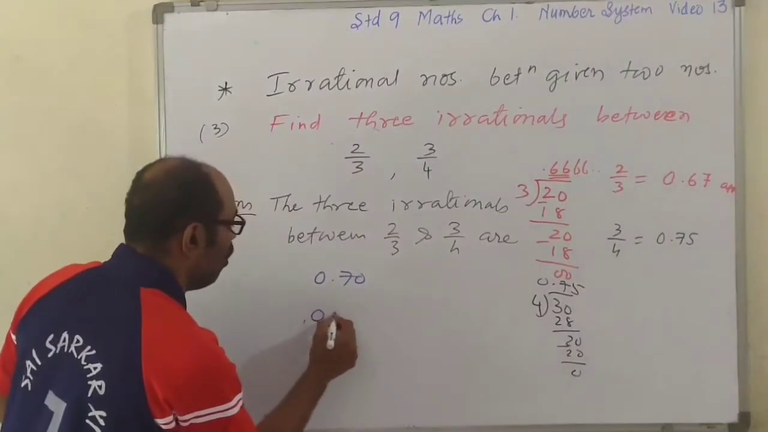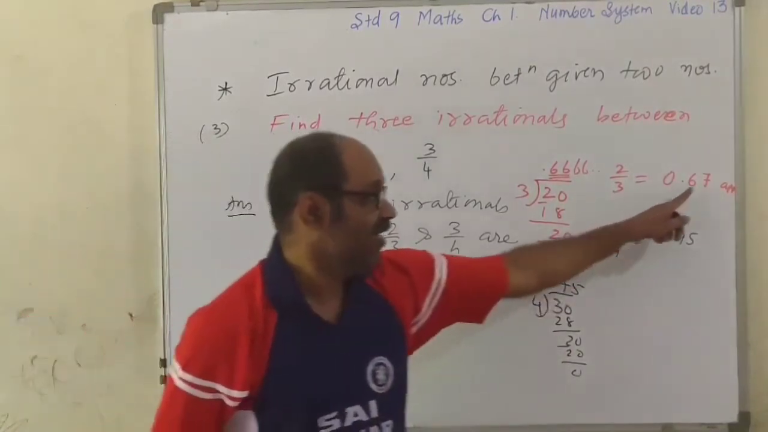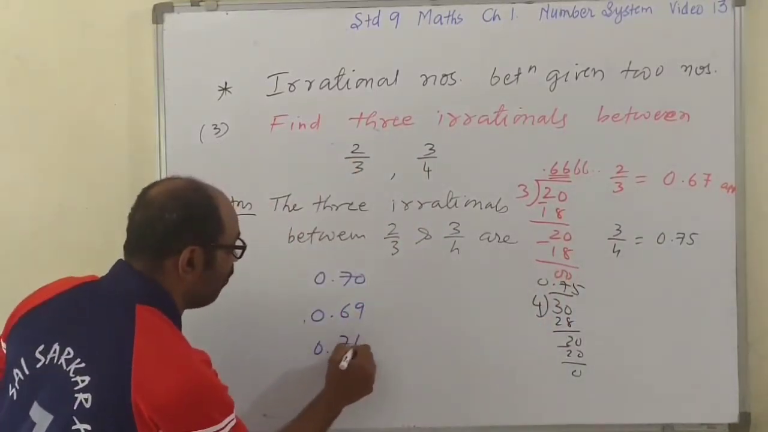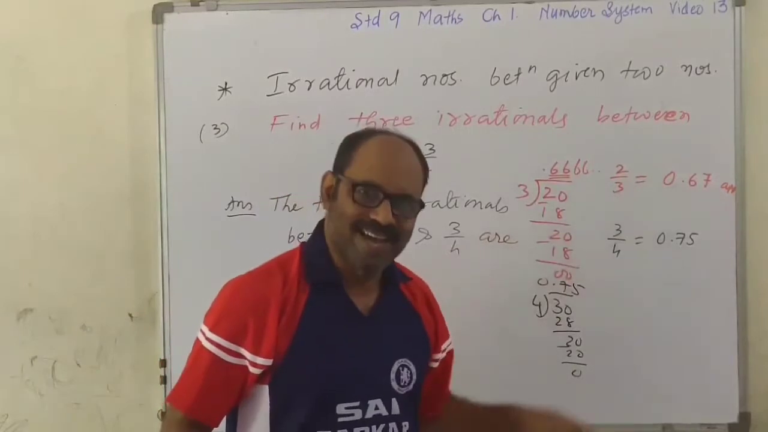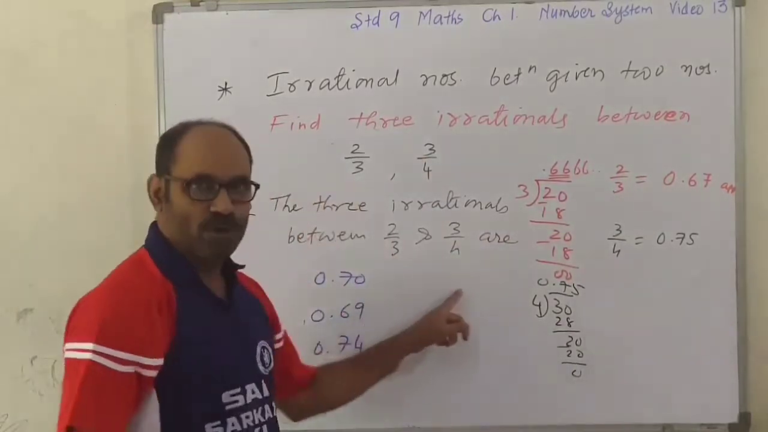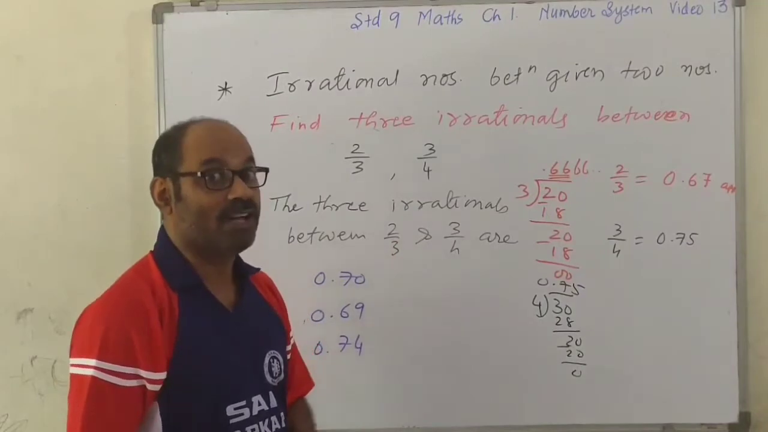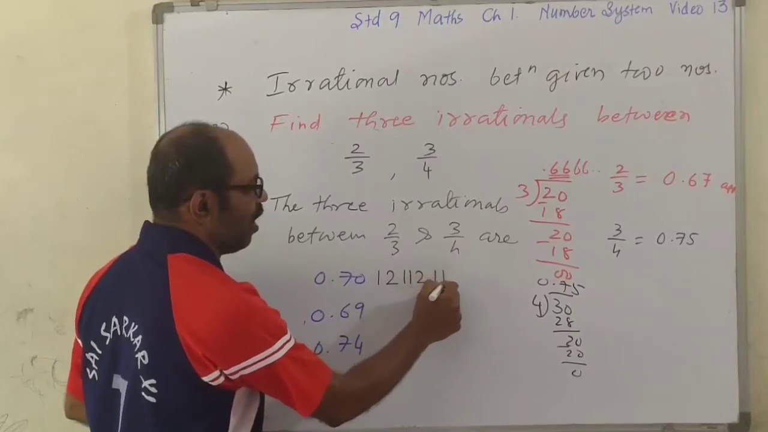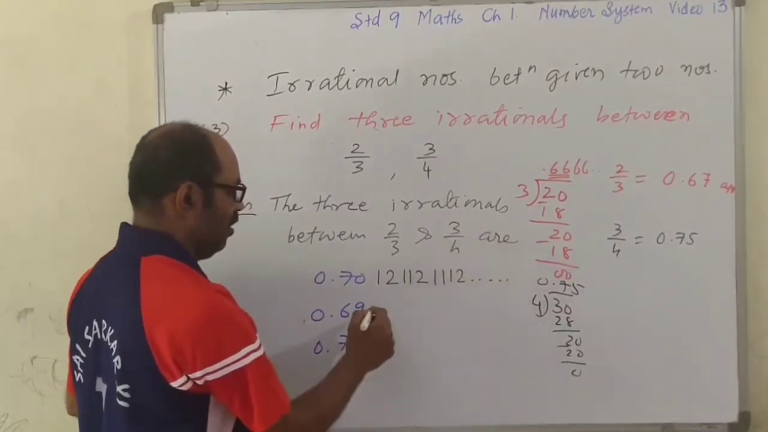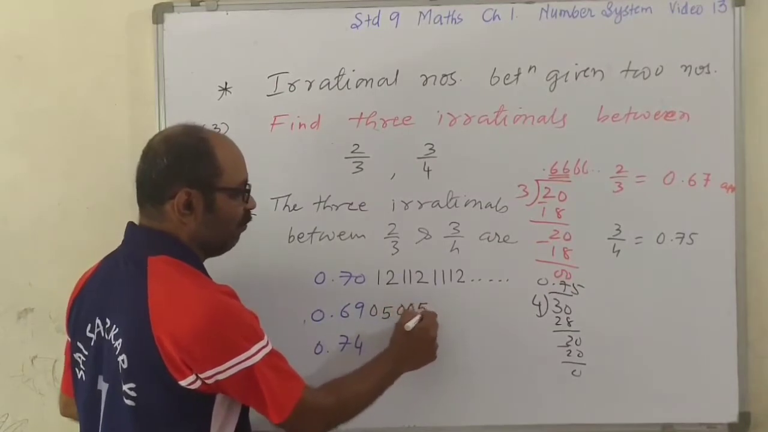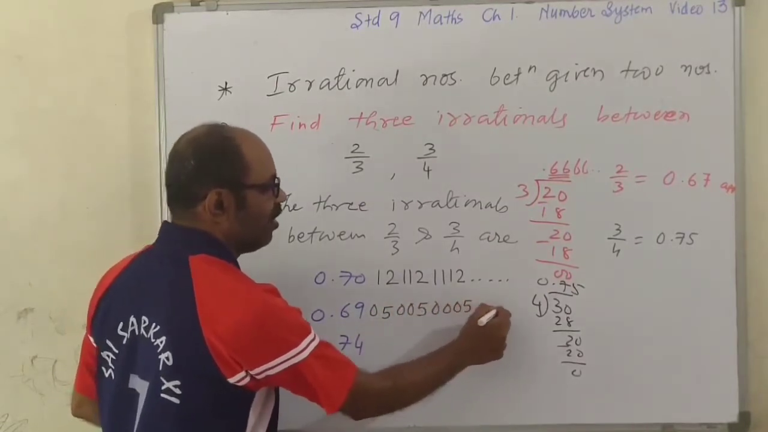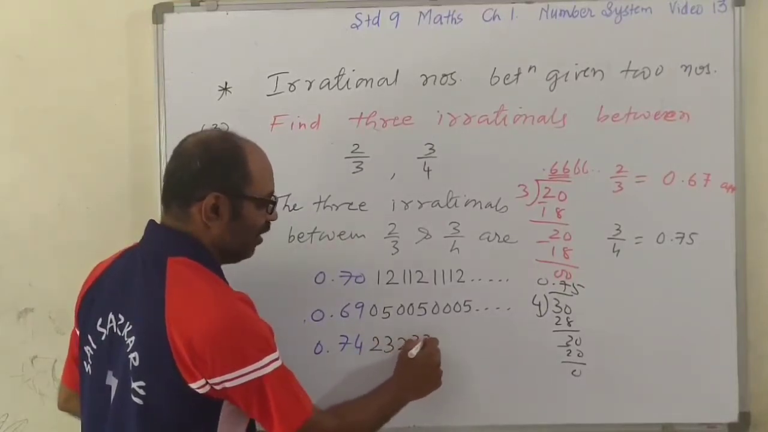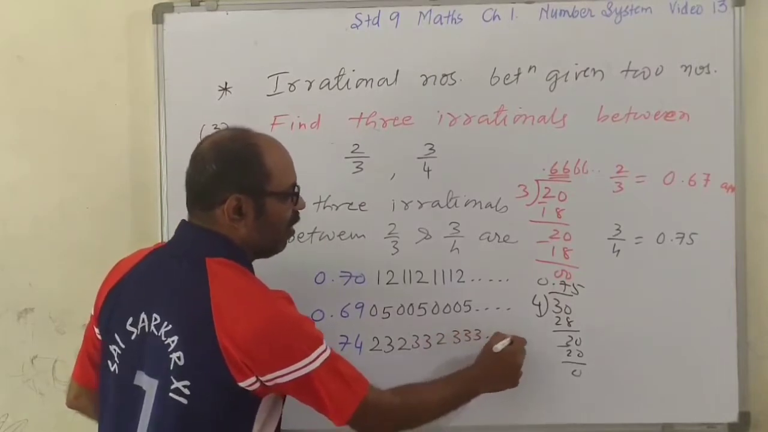Yes. Is 0.69 between 0.67 and 0.75? Yes. Is 0.74 between these two? Yes. Now you will put dot dot dot for non-terminating, but to show non-recurring, write 1 2 1 1 2 1 1 1 2 dot dot dot. Okay, 0 5 0 0 5 0 0 0 5 dot dot dot dot. Interesting, right? 2 3 2 3 2 3 dot dot dot dot.